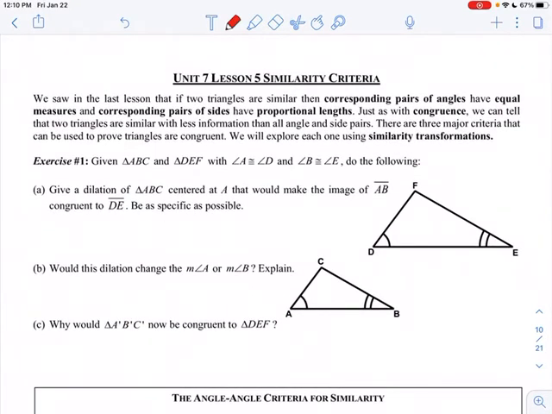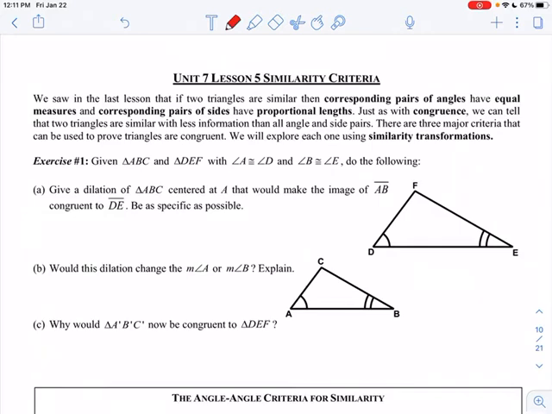Hi, 8th grade. This is Unit 7, Lesson 5, and today we're going to talk about similarity criteria. So yesterday we saw that two triangles are similar if their corresponding angles are equal and their corresponding sides are in proportion. Now, just like with congruence, I don't have to prove all of those things. We can prove that two triangles are similar with less information.